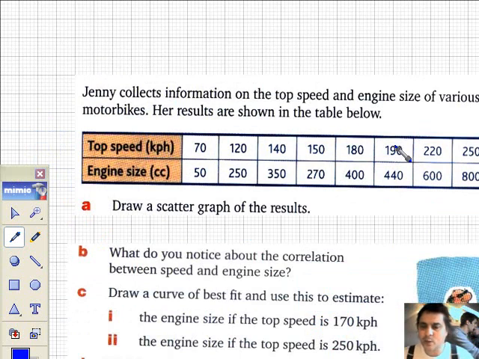So what we're going to do, I've pasted this one on the screen there, as you can see, and I'm going to work through the question. I'm looking at question 6, page 120, and it's the only question I'll do at this level. It says, Jenny collects information on the top speed and engine size of various motorbikes. We can see the bikers there, just above my head in the little video there, folding their arms looking tough. Her results are shown in the table below.